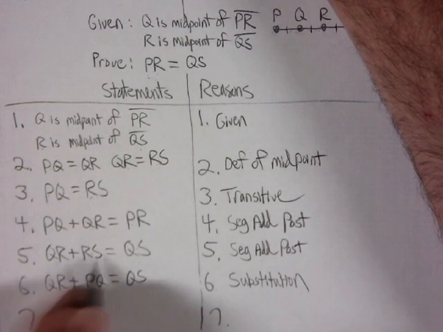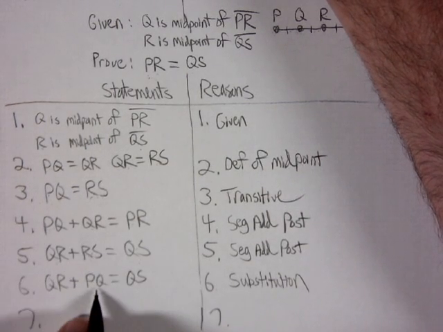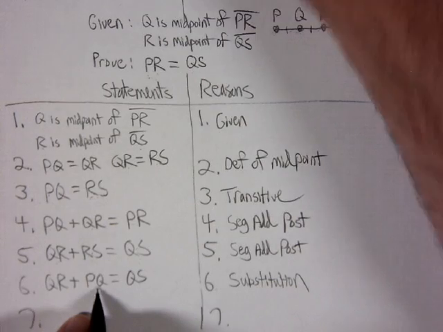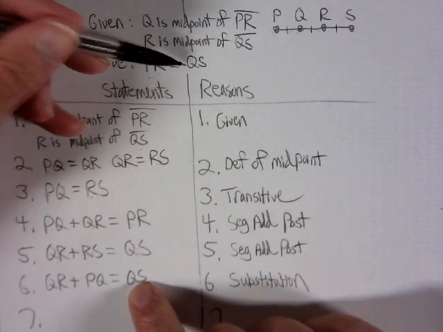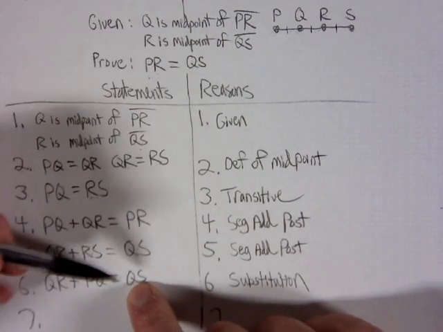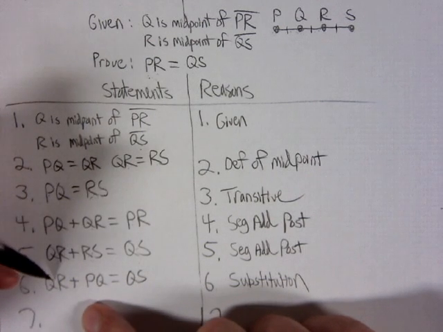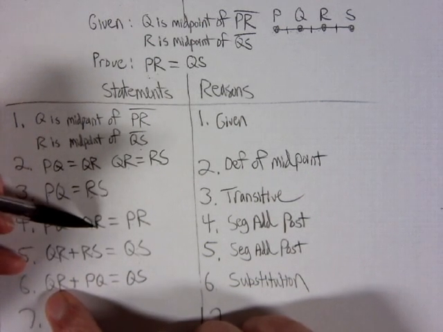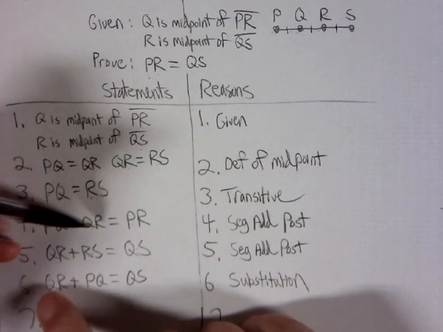So in this equation, I took RS out and put what it's equal to in its place, PQ. Now, how did that help me? Remember, I'm trying to get QS equal to PR. And so look at QR plus PQ in step 4. Well, what's that equal to?